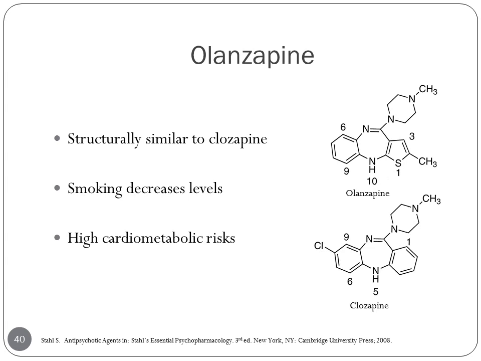You may see some extrapyramidal symptoms and hyperprolactinemia if this is used in very high doses. Like clozapine, smoking can decrease the levels, so you have to be careful if you have patients that either start or stop smoking. And then we've talked about this one having high cardiometabolic risks.